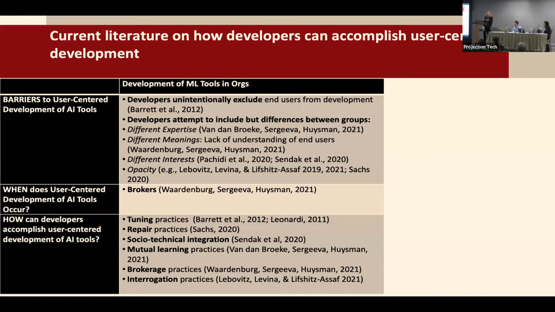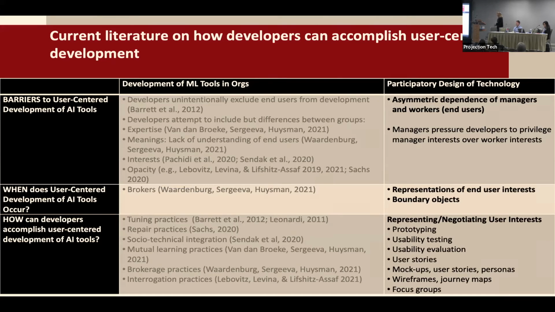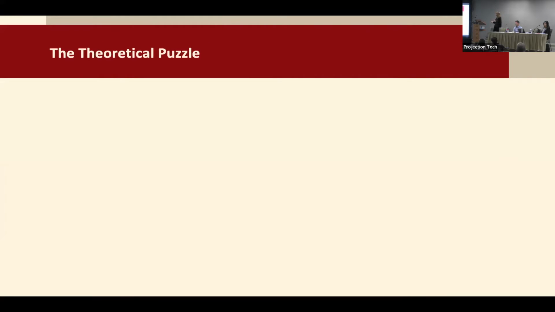But it turns out there's also older literature on user-centered development and participatory design, which talks about how one of the problems is that sometimes technology developers do want to do it, but managers have different interests and are more powerful, and they don't allow the developers to do it. And what works in this case are boundary objects that represent user interests, like prototyping, mock-ups, wireframes, these kinds of things. So this is what we would expect to find.